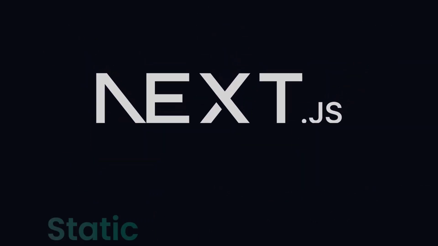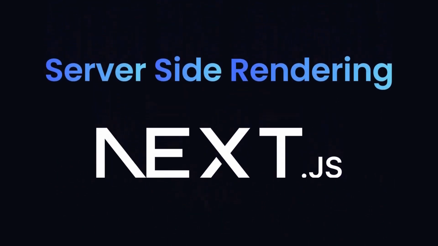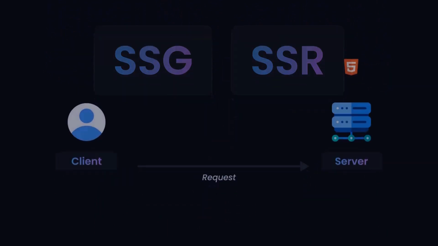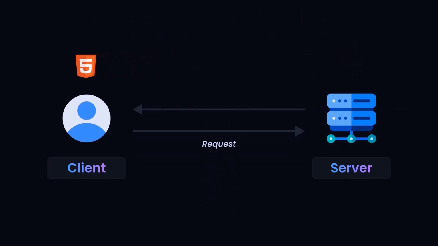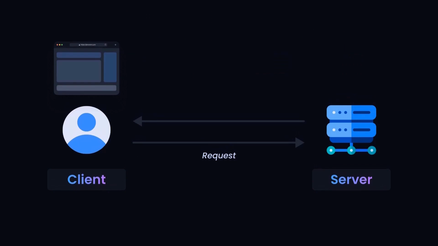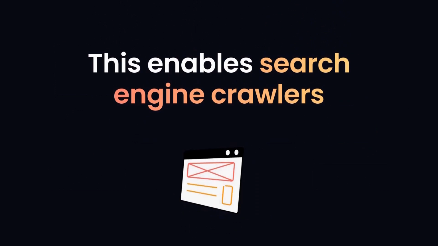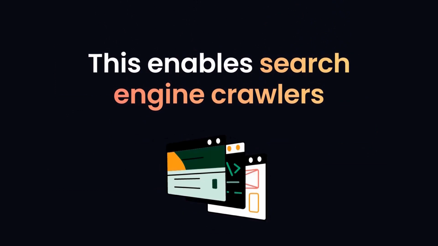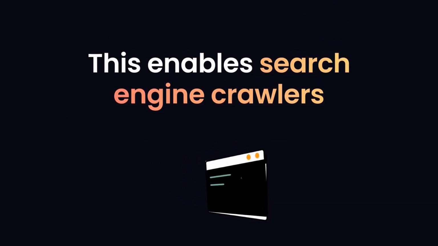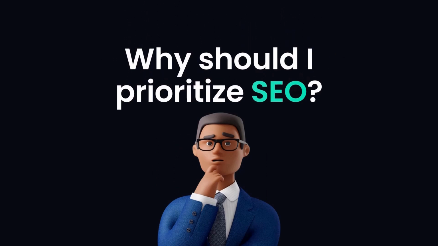On the other hand, Next.js provides the option of static site generation, SSG, or also server-side rendering, or SSR. With SSG or SSR, the server sends the complete HTML file and the minimal JavaScript code to render only the content requiring client-side interaction. This enables search engine crawlers to access content easily and index every page of the Next.js website accurately. But now you might wonder, why should I prioritize SEO?